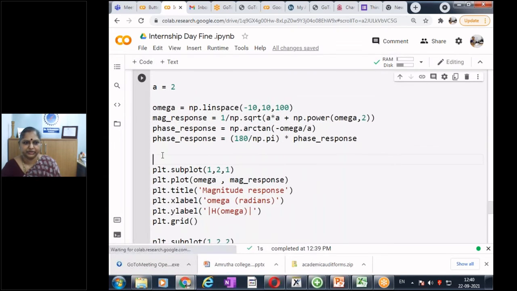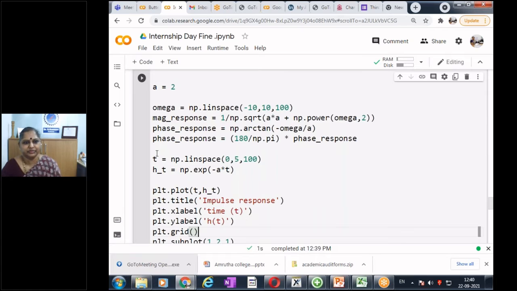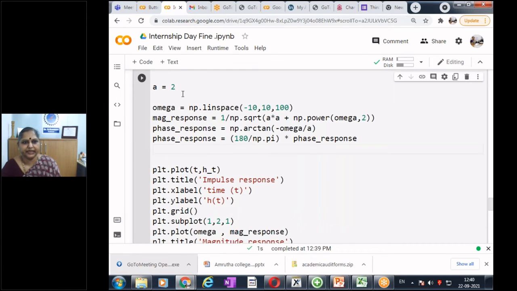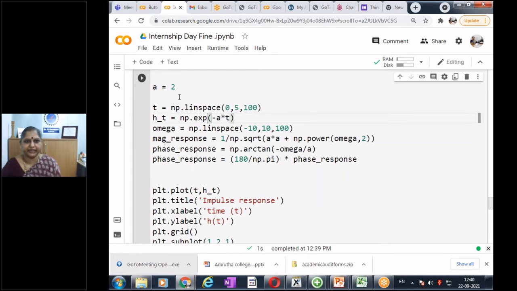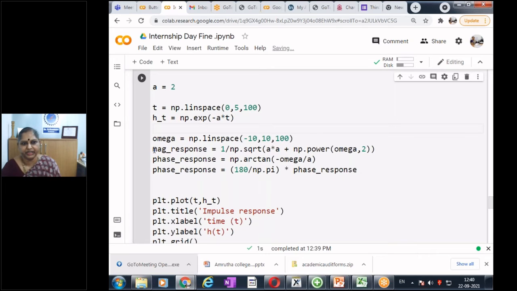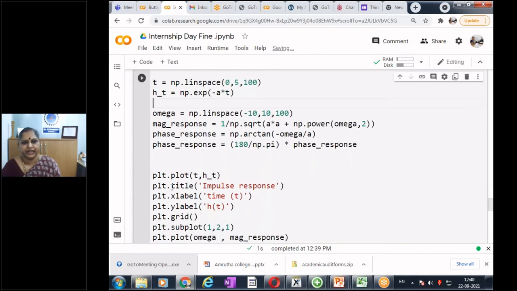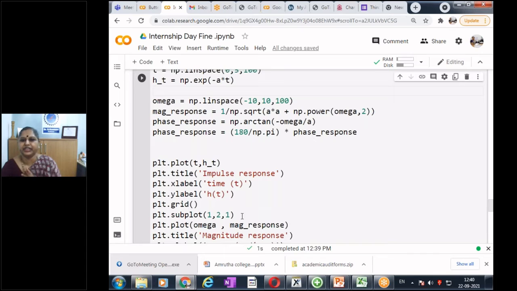So this is my T, and I define my T and H of T. I have defined my omega, I define my H of this. I have the plot. Now what should I put? I want three curves, one beside the other. What should I put here? I want the impulse response, the magnitude response, the phase response, all one beside the other.